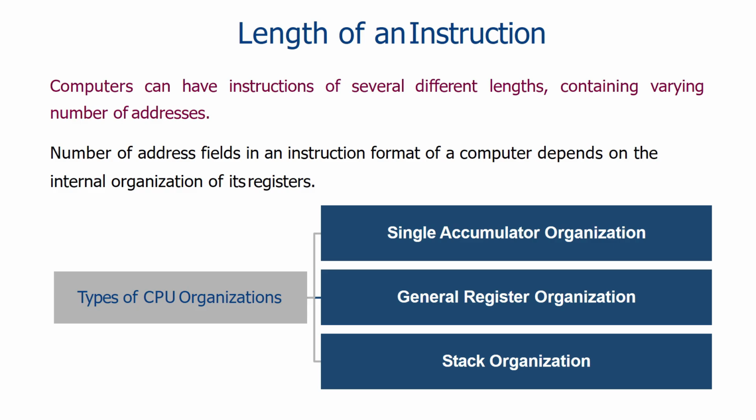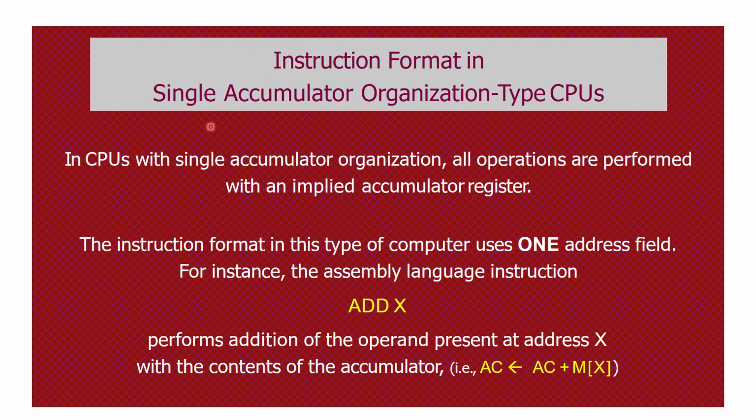Length of an instruction. Based on different organizations of the CPU, different sizes of instructions are there. In the single accumulator organization, all the operations are performed with an implied accumulator register. So ADD X means that we are adding the M[X] value into the accumulator and the result is saved in the accumulator. Single accumulator organization means that the accumulator will handle all the final values. So there will be only one address field.